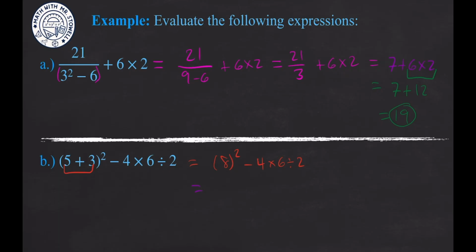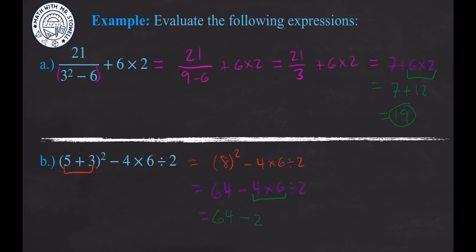Next, we're going to do the squared because we have no more parentheses, nothing else to do in there. 8 squared is 64 minus 4 times 6 divided by 2. No more parentheses, no more exponents. Let's go to multiplications and divisions, whichever one comes first from left to right. So this means we do the 4 times 6 first.